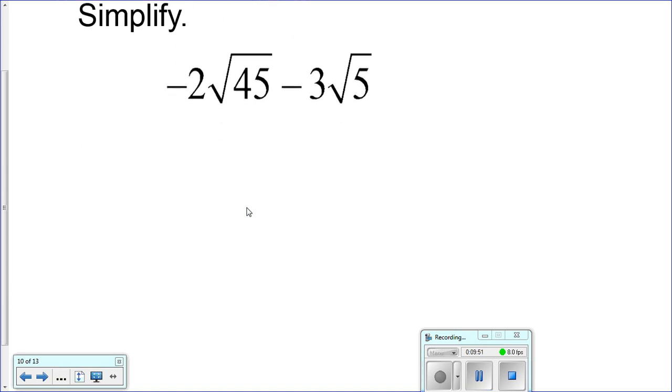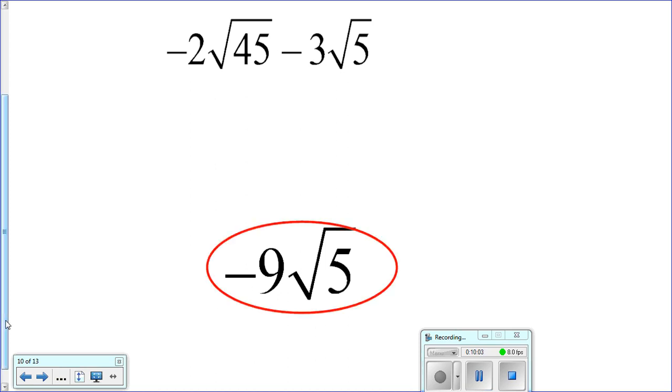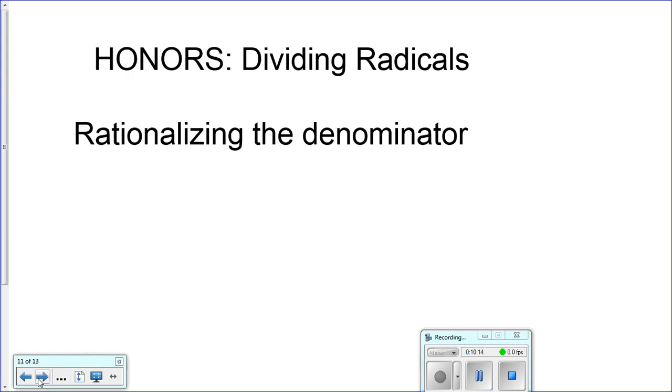Okay. So when you got this, what you should have gotten is -9 square root of 5, because this one comes out to be negative 6 square root of 5, and then negative 6 minus 3 gives you negative 9. So that would be your answer. Okay? If you have a question, mark it or dog-ear it, whatever it's called, and we can come back to it in class.